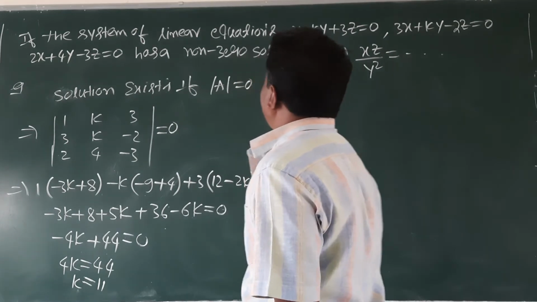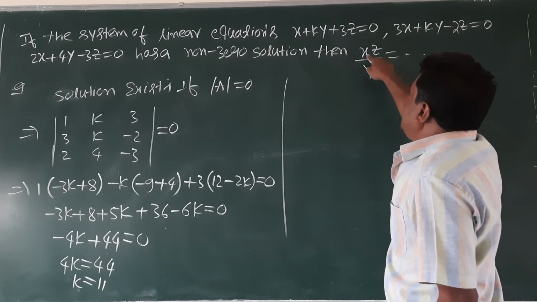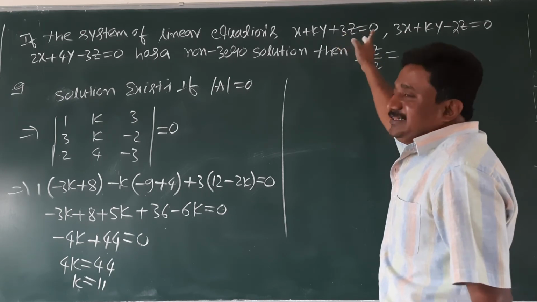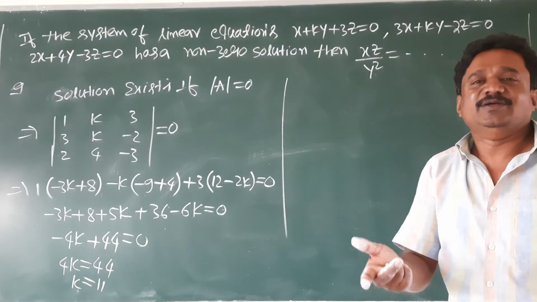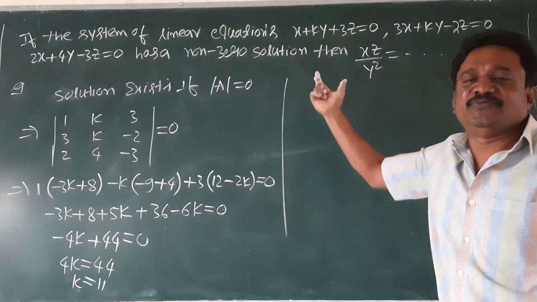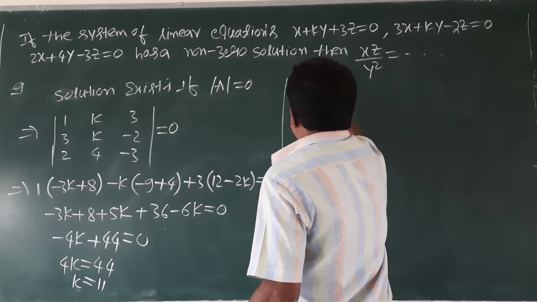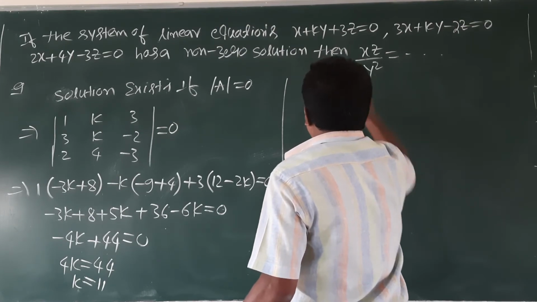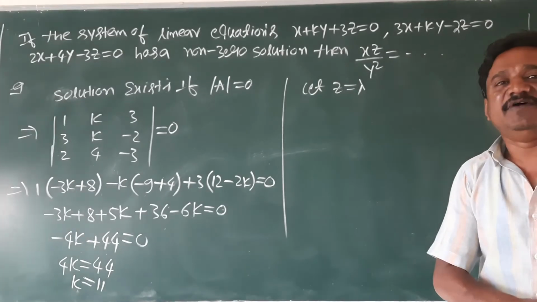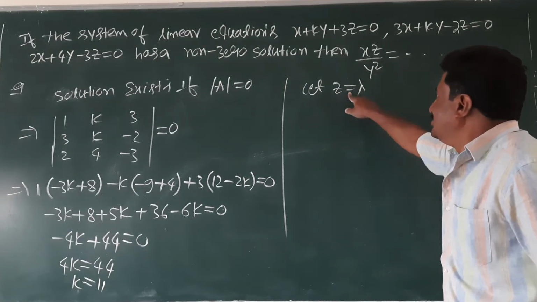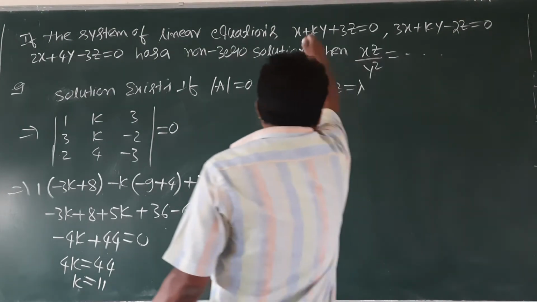Now let us try to find the x, y, z values. Since the given system is homogeneous, it cannot be solved directly. You cannot solve a homogeneous system of equations directly. Here we have a method: let z = λ. You choose the z value as a parameter λ. Now you go for using this and keep solving.